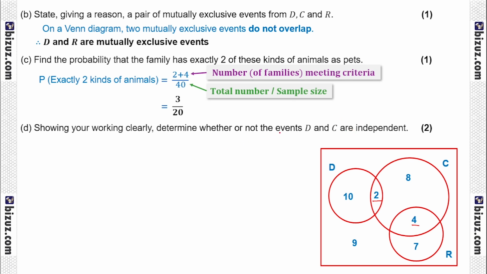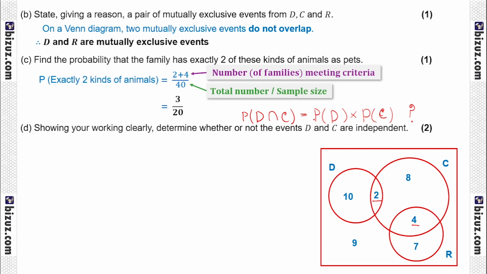Now, two events being independent has a number of equivalent conditions. One of them, and it's probably the most well-known one, is that the probability of those two events happening together, the probability of D intersection C, is going to be equal to the probability of D multiplied by the probability of C. So the probabilities are multiplied together. This has to be satisfied for D and C to be independent. So is this true? Well, that's what we need to find out.